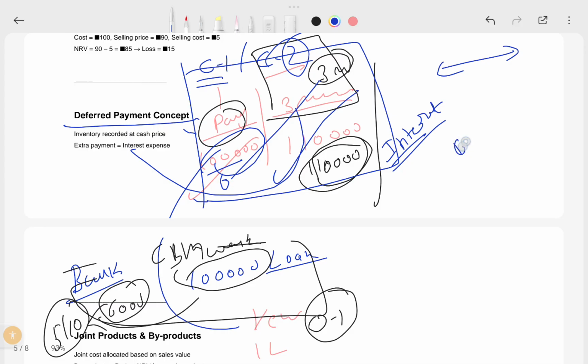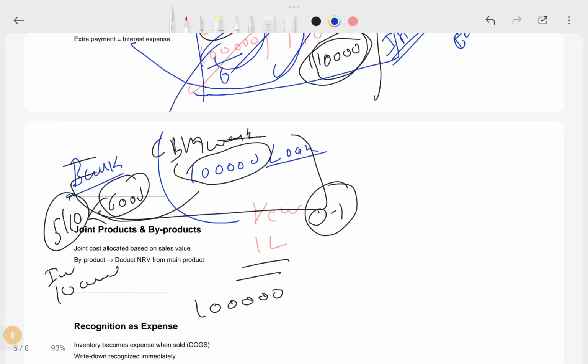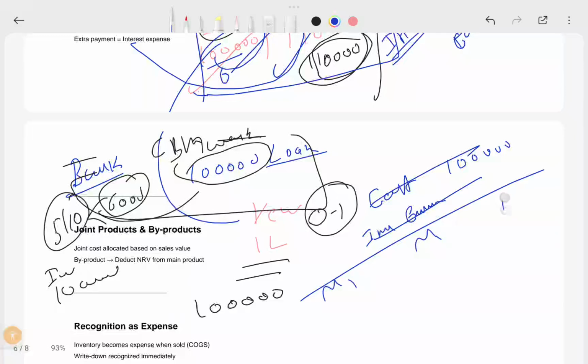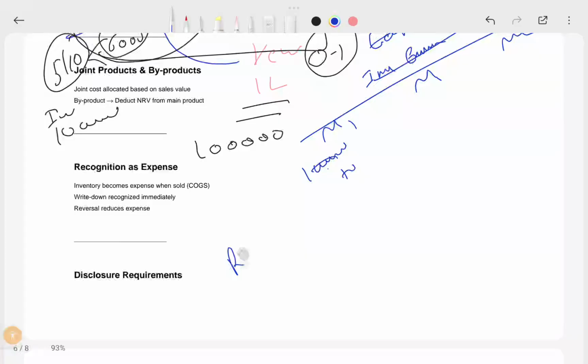Suppose the cost of inventory is 1 lakh; your accounting entry would be cost of inventory 1 lakh. Interest expenditure also you can't directly enter like this. You need to enter it year on year, month one, month two, month three. Suppose 1 lakh: raw material debit to sundry creditors, payable to the party, 1 lakh.